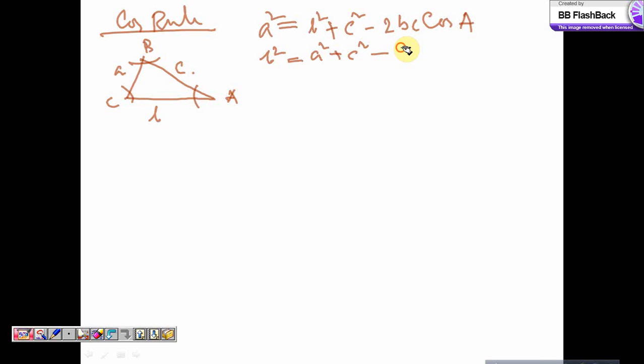And the cosine rule expression for the side a is: a squared is equal to b squared plus c squared minus 2bc cos A. For the side b, it is a squared plus c squared minus 2ac cos B. And for the side c, it is a squared plus b squared minus 2ab cos C.